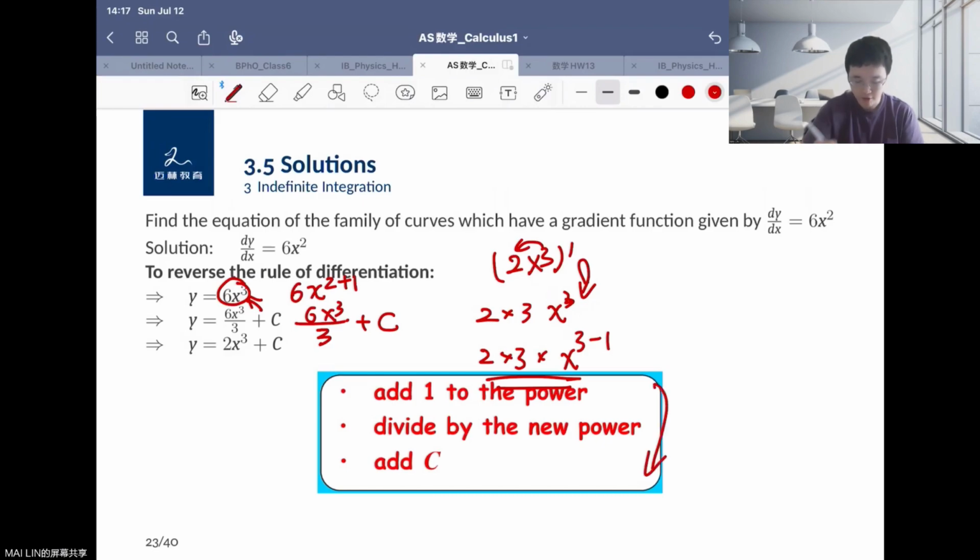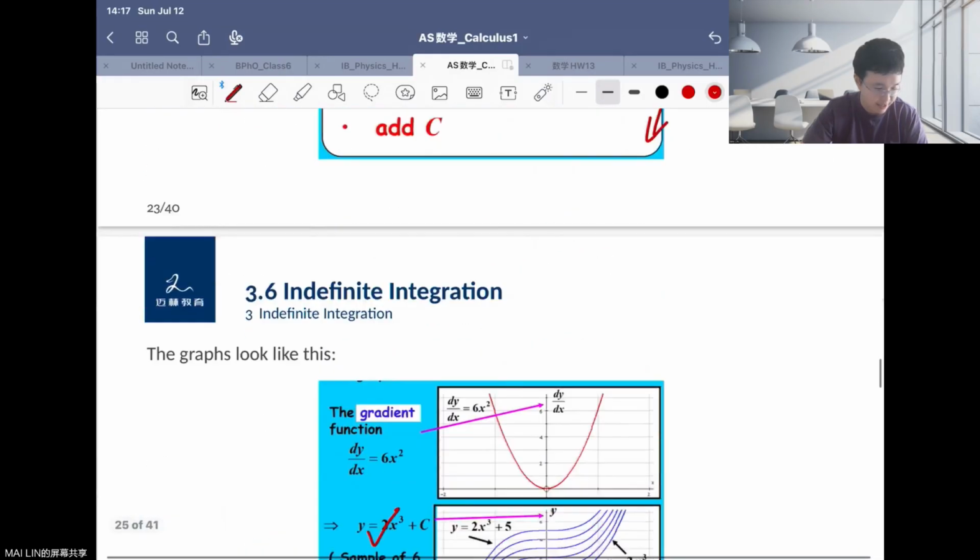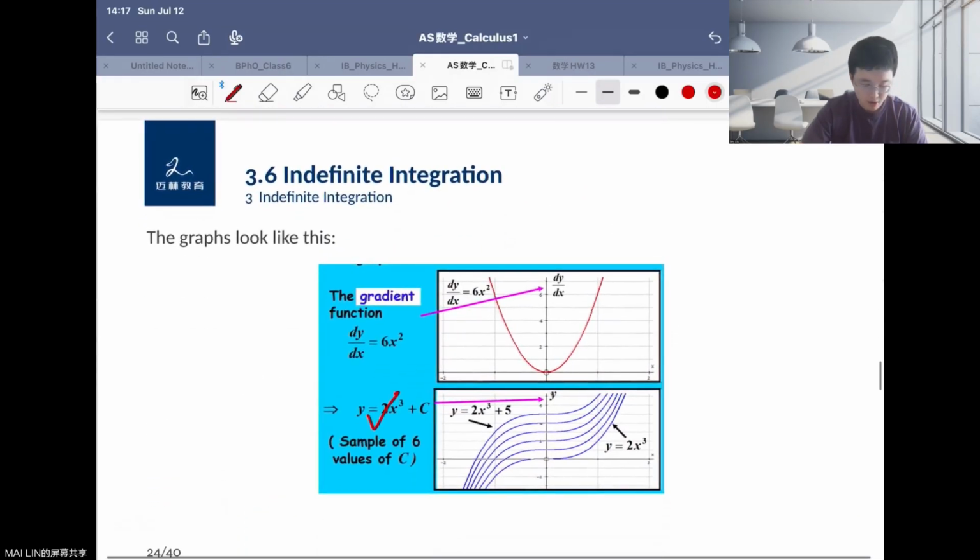So here is how we can understand it for integration. First step is add 1 to the power, second step is to divide by the new power, and the third step is to add a c after that, okay? So that is it, and we can set that as the formulas for the integration.